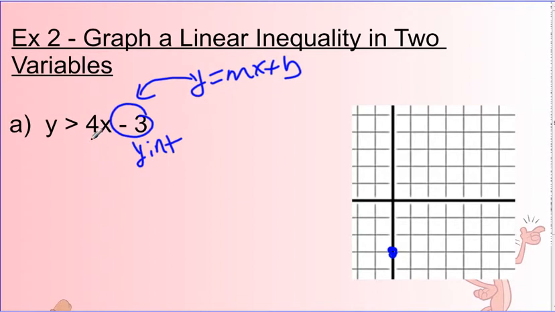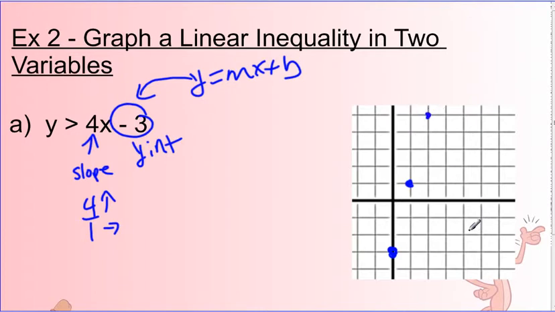I'm going to move the way the slope tells you to move. So this problem has a slope of 4. As a fraction, that's 4 over 1. So I'm going to go up 4 over 1. 1, 2, 3, 4 over 1.